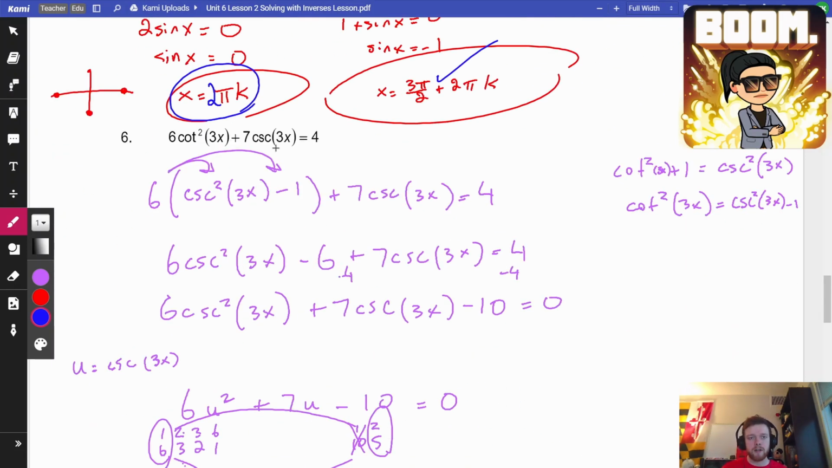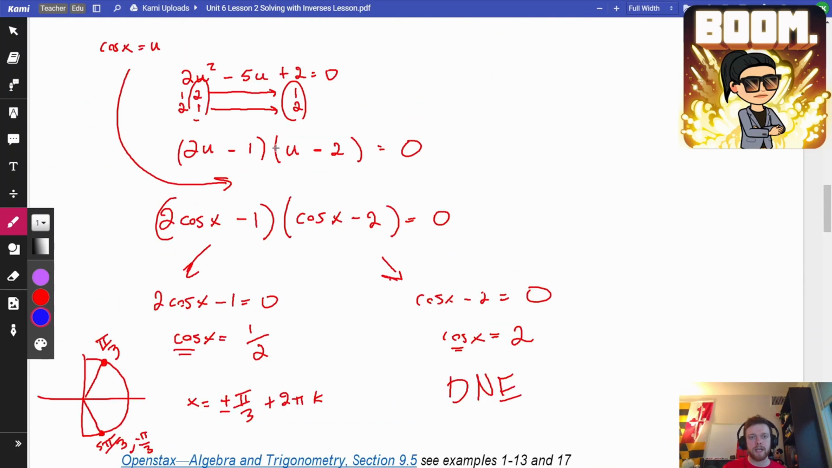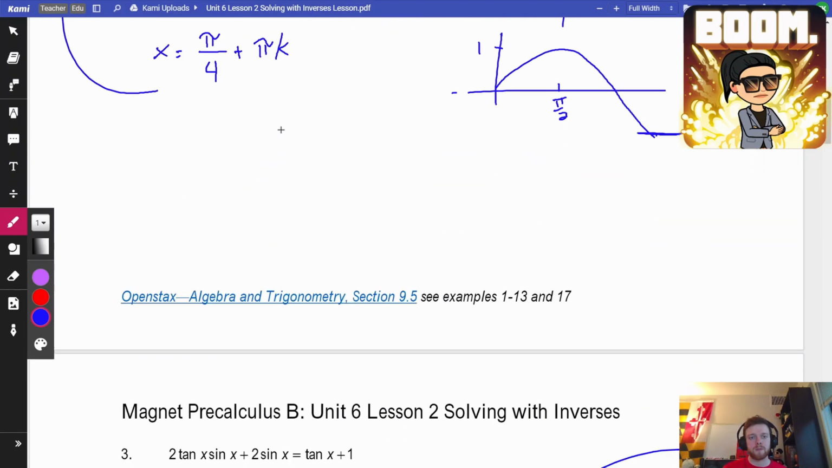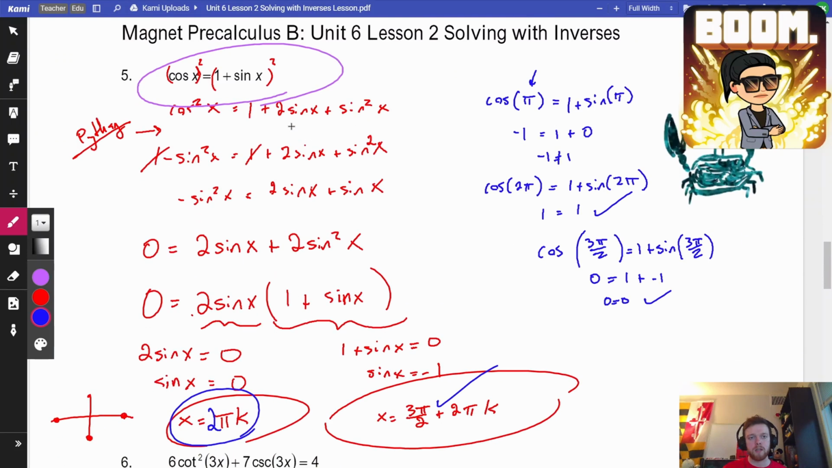There's no reason to check our answers here because we never squared. That came squared. This came squared. There was no squaring there in the first place. So the operation of squaring caused us to develop an extraneous solution.